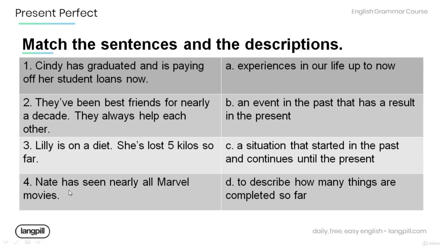4. Nate has seen nearly all Marvel movies. A. Experiences in our life up to now. B. An event in the past that has a result in the present. C. A situation that started in the past and continues until the present. D. To describe how many things are completed so far.